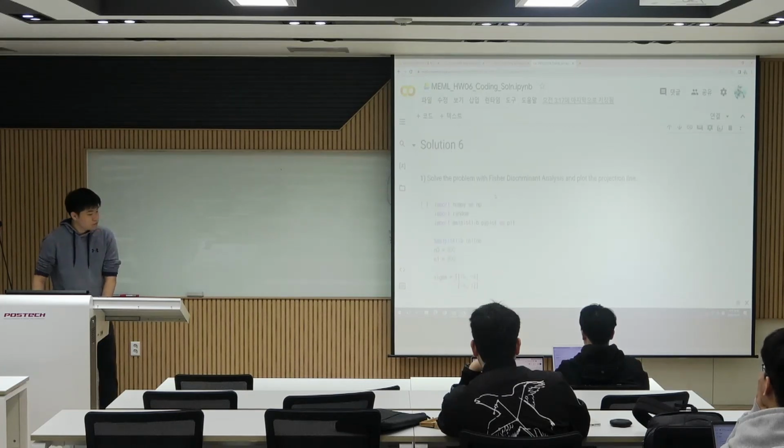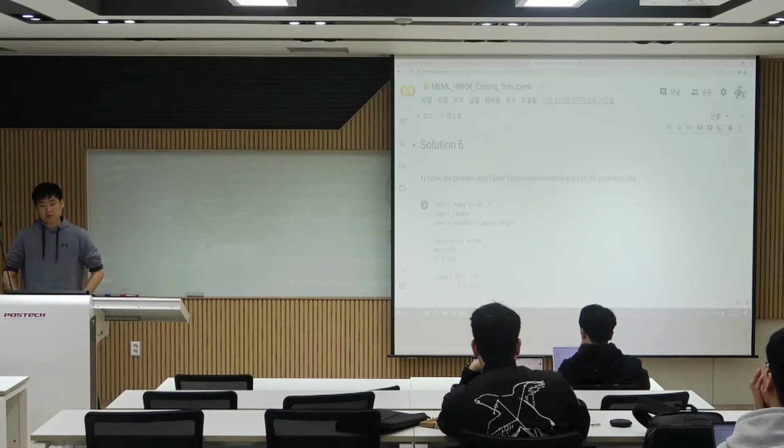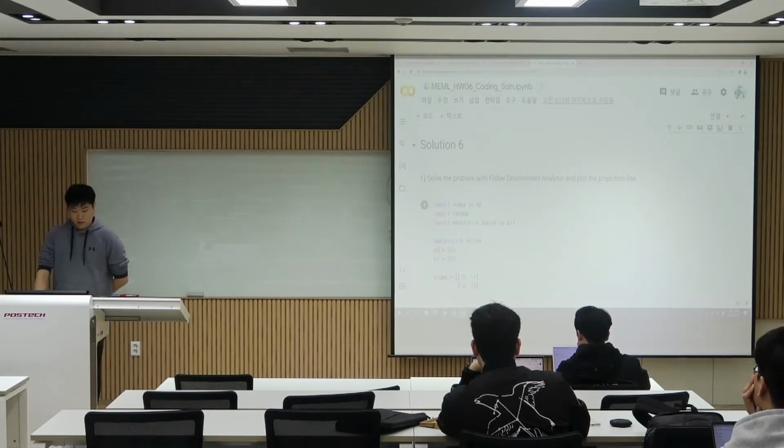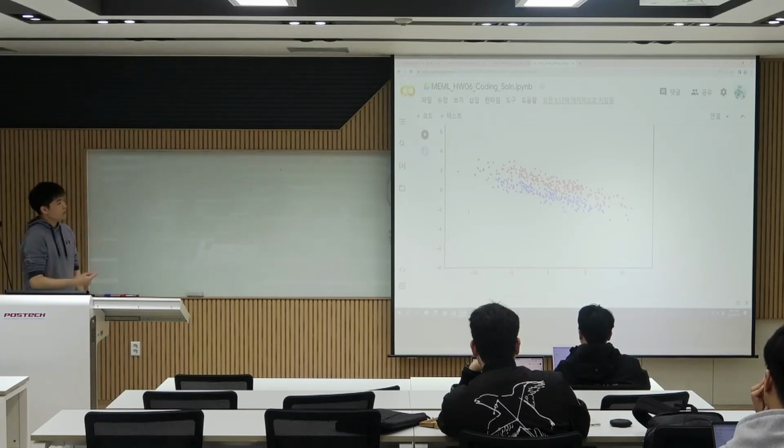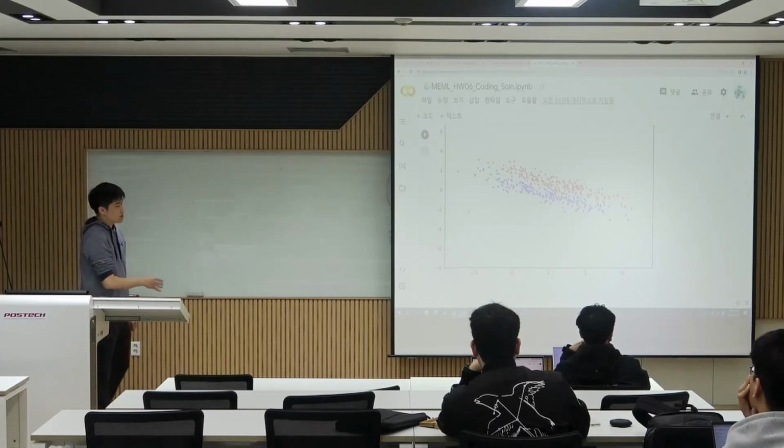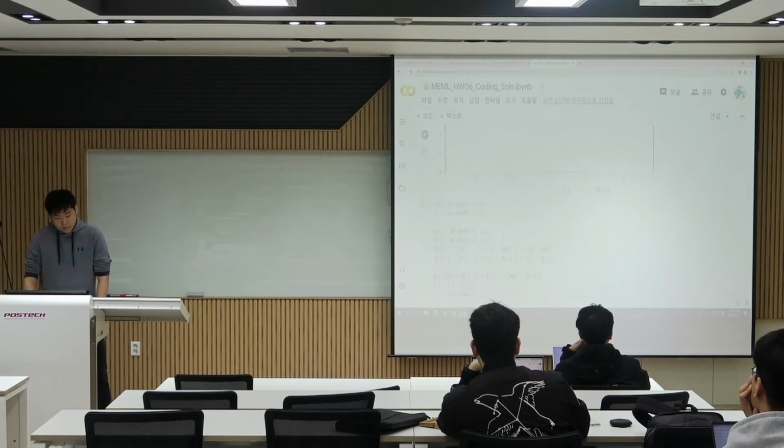So let's go to problem 6. Solve the problem with Fisher discriminant analysis and plot the projection line. Our data is given like this, and we want to do FDA on this data and find the projection line.